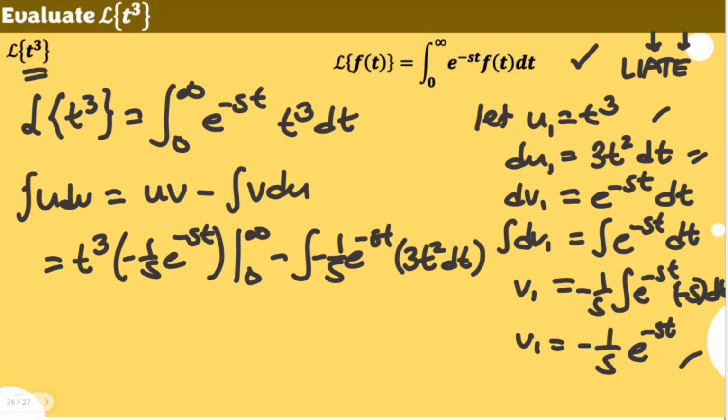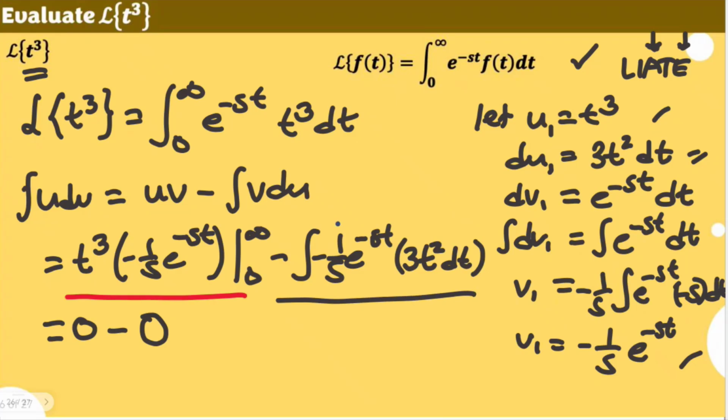When you take the value of t being infinity, notice that the exponent will become negative infinity, and as it approaches that, the value becomes 0. Then minus, as for our lower limit 0, everything would also be 0. That's for the first part. For this next group, let me take out the negative 1 over s and the 3 as we consider them constants. So you have plus 3 over s.